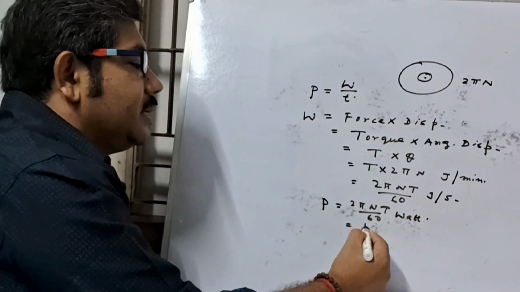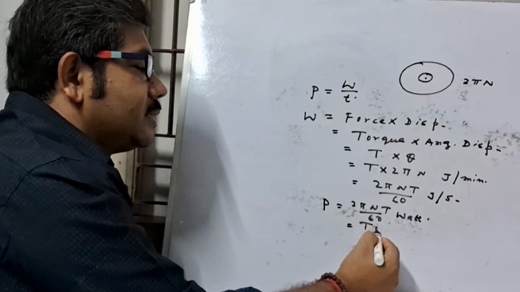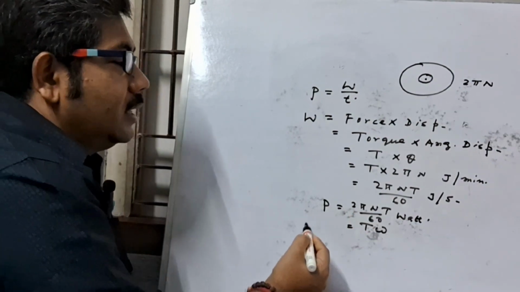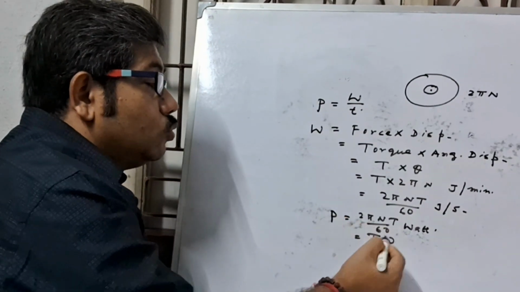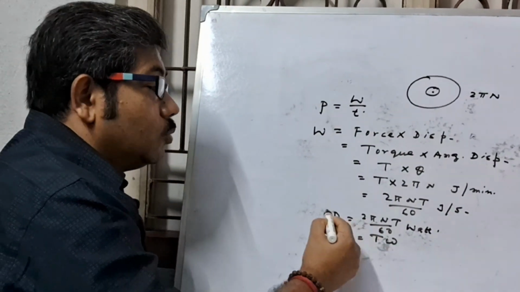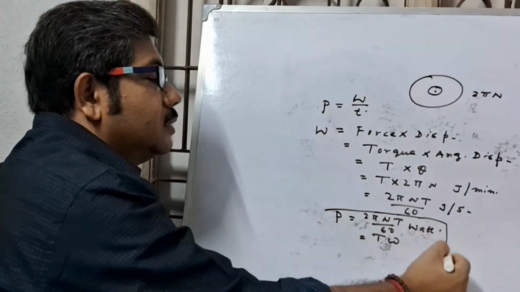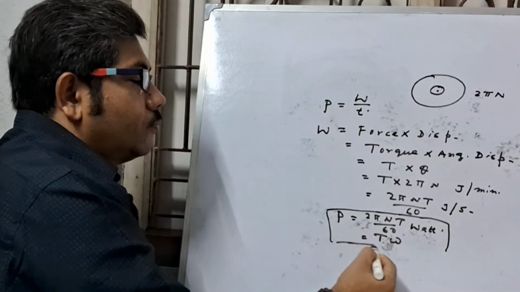That means T into 2 pi n by 60, that means omega. So the power transmitted by the shaft is P equals 2 pi nT by 60, or T omega.